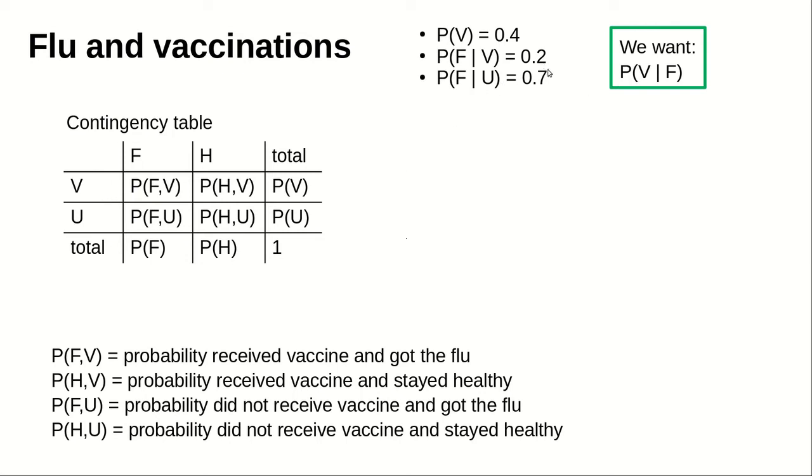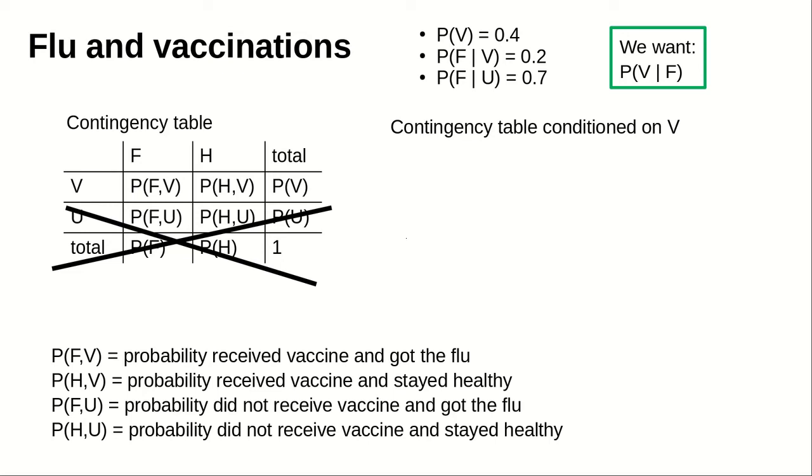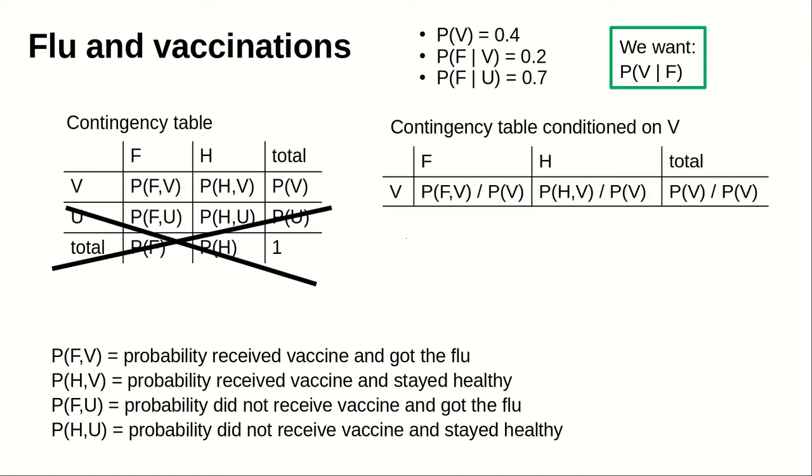We can calculate conditional probabilities by restricting the contingency table to just those entries that include an event. For example, the contingency table conditioned on the event V, that one received the vaccine, ignores all outcomes that don't involve V. We have only the first row of the contingency table. When conditioning on V, we know that an outcome in that first row must have happened, so the total probability of the row must be 1. We divide by the row total, P(V), to form the contingency table conditioned on V. In fact, this is how we define conditional probabilities. They are the values once we divide by P(V).